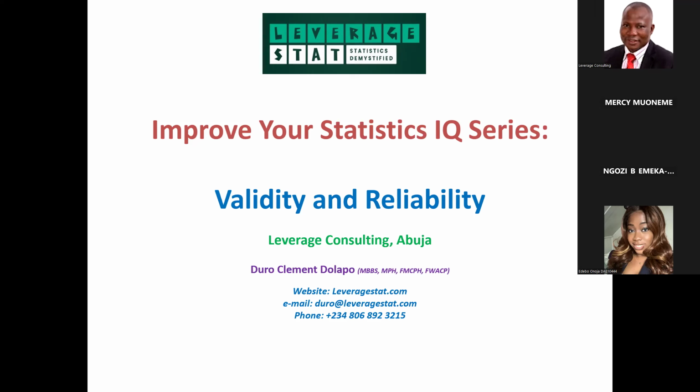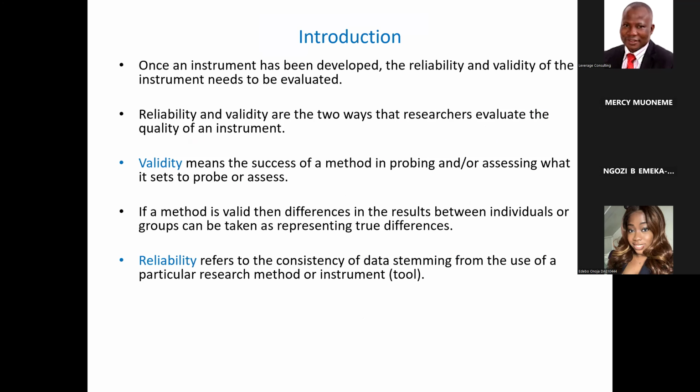So as far as they are concerned, that particular set of questions is an instrument. It's the same thing. You want to measure perception. That set of questions for that person is an instrument. So you need to validate them. You need to determine the reliability. So once an instrument has been developed, the reliability and validity of the instrument need to be evaluated. Reliability and validity are two ways that researchers evaluate the quality of an instrument. Validity means the success of a method in probing or assessing what it is said to probe or assess.